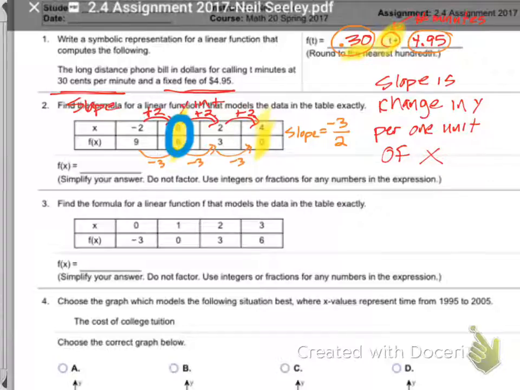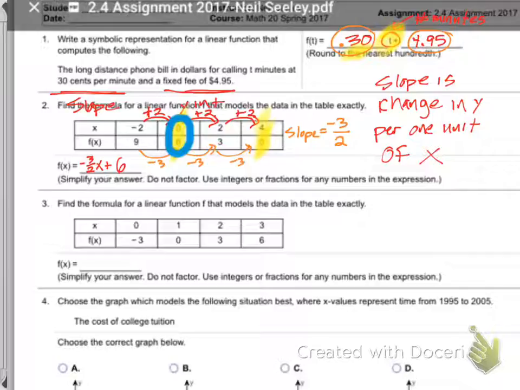So our formula is going to be, if we're going to write out a linear equation to model this data, since we know the slope is negative 3 halves, you have negative 3 halves x plus a y-intercept of 6. That's our formula. So from tabular data, we can find the slope, the constant change in y over change in x, and then you put x plus the y-intercept, which is when x equals 0, and you can use just the y value of it. Done.